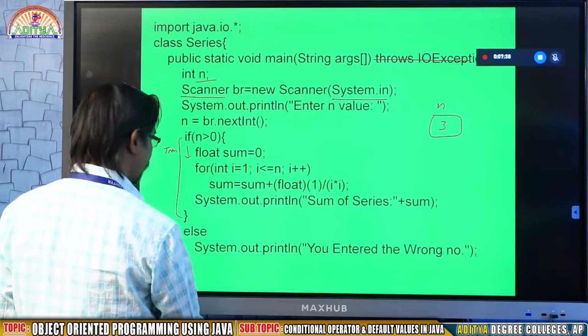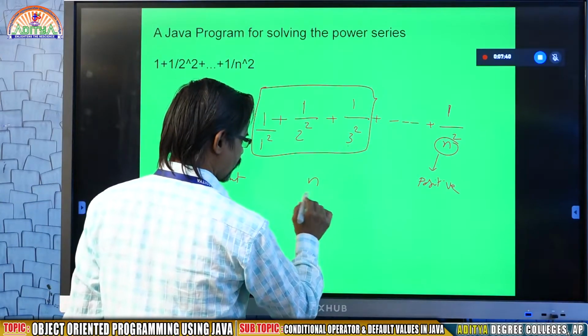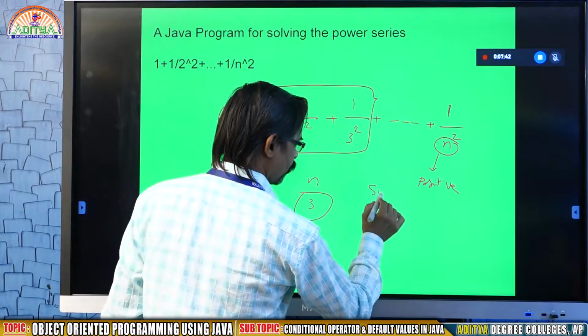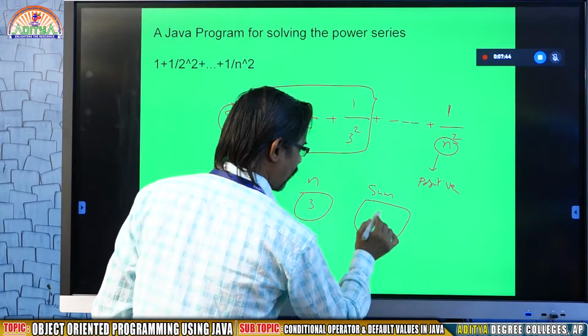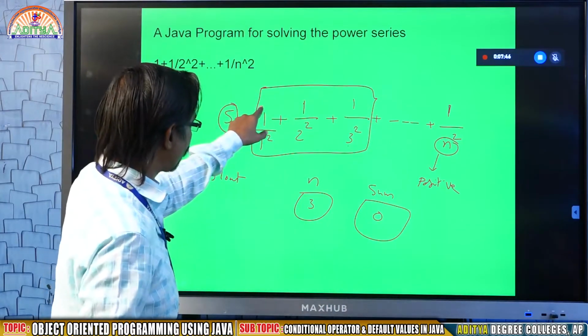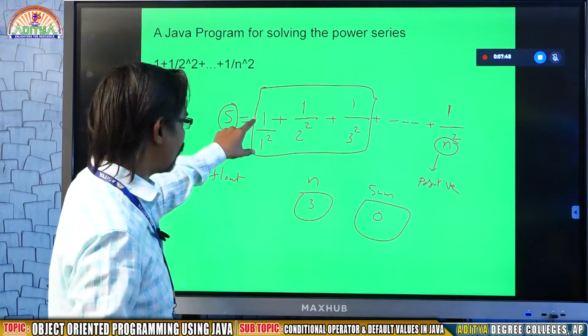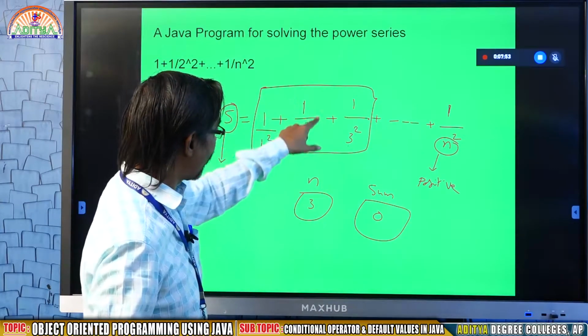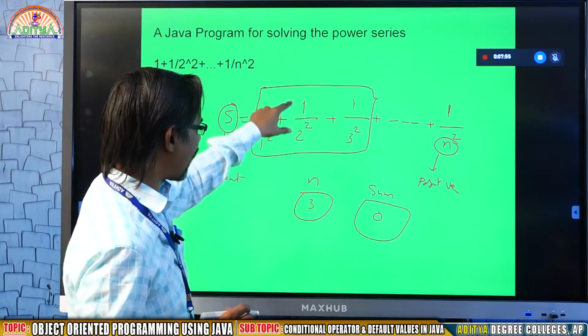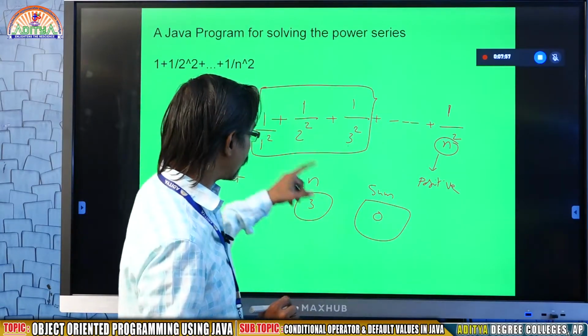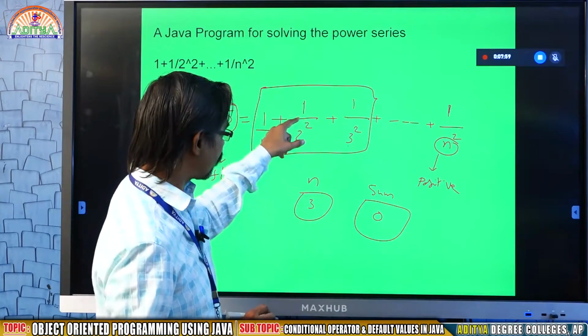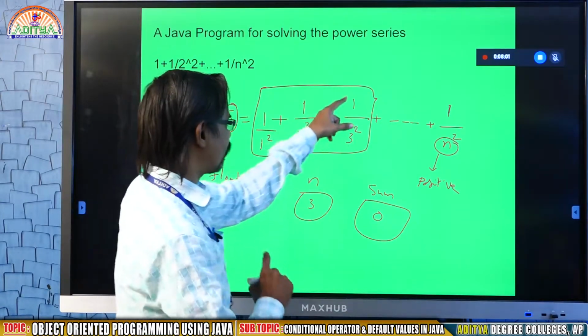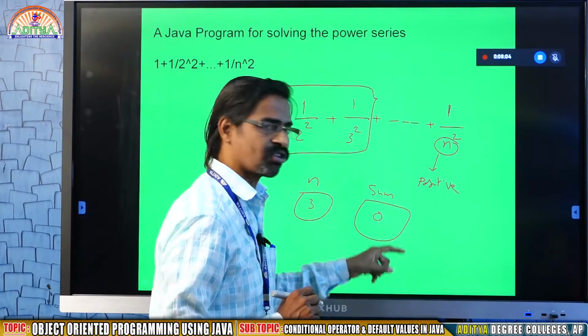We will write here. So n value I given 3. Sum is initially 0, because at a time I am not in a position to calculate everything. First I will calculate 1 by 1 square and add this answer to sum. Then again I will make I value 2, calculate 1 by 2 square, and add this answer to sum. The previous answer is already there in sum, now the second value I will add to sum. Then I will go for 1 by 3 square and add that answer to sum.